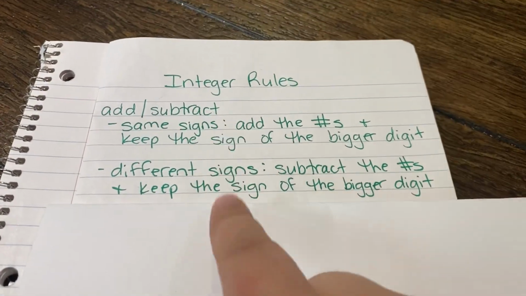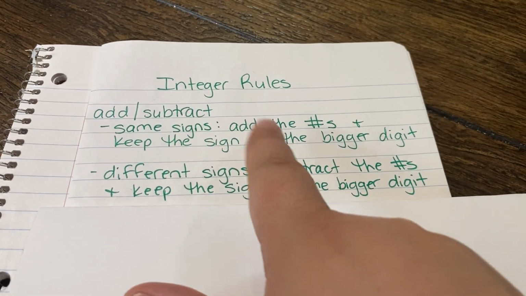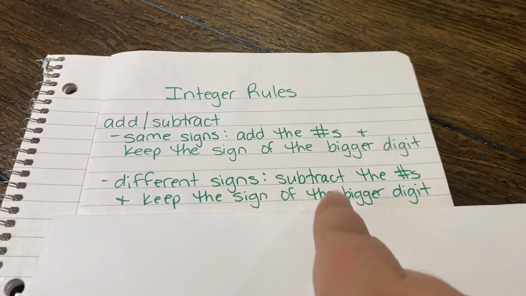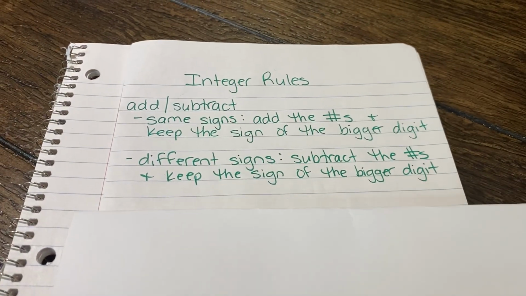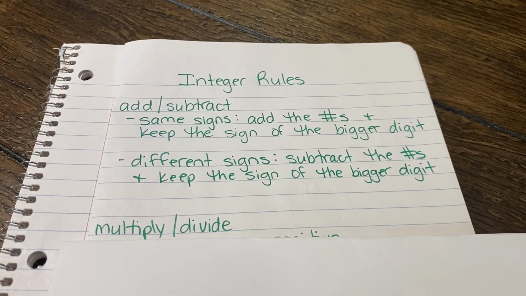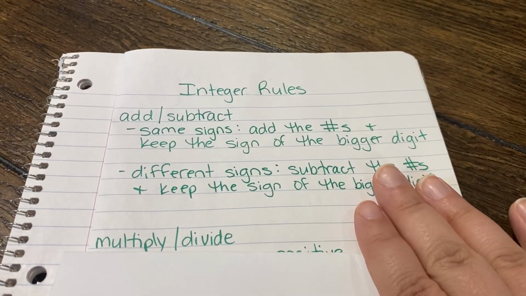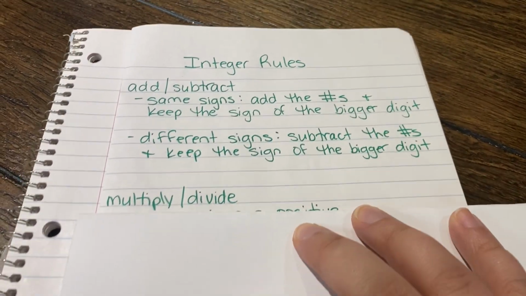So that's all we're doing for adding and subtracting. Again, same sign add, different sign subtract, and you always keep the sign of the bigger digit. The next thing we're looking at is multiplying and dividing. And in my opinion, these are actually the easier operations to work on, believe it or not.